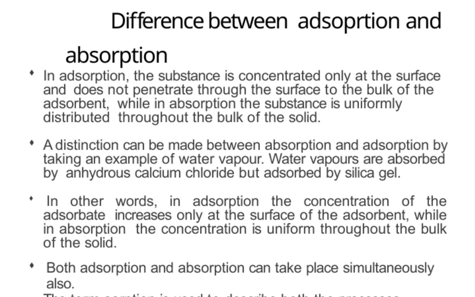To make this clearer, consider water vapor as an example. Water vapor gets absorbed by anhydrous calcium chloride, meaning it penetrates and spreads throughout the calcium chloride. But if you have silica gel, water vapor is just adsorbed onto its surface, not absorbed internally. In simple terms, in adsorption, the concentration of the adsorbate increases only at the surface, whereas in absorption, the concentration becomes uniform throughout the entire solid.